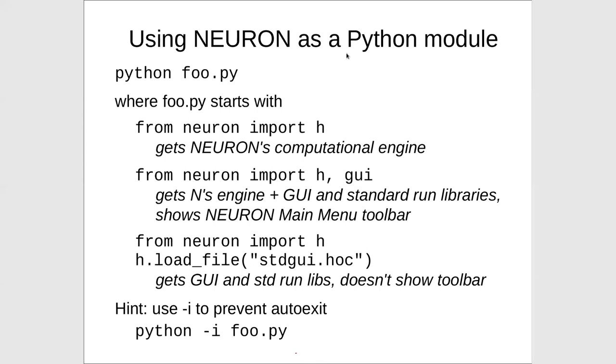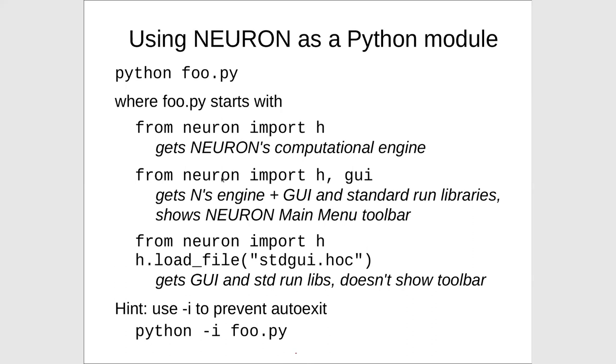Okay, what about using NEURON as a Python module? Well, typically you're going to be starting Python and executing maybe a Python file. And that Python file will have somewhere in it a statement that imports h: from neuron import h. Usually you put this near the top of the file so you can see what modules you're loading. Python users know all about importation and how to organize their programs, or at least they should.